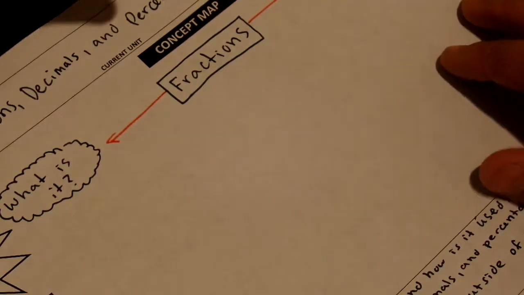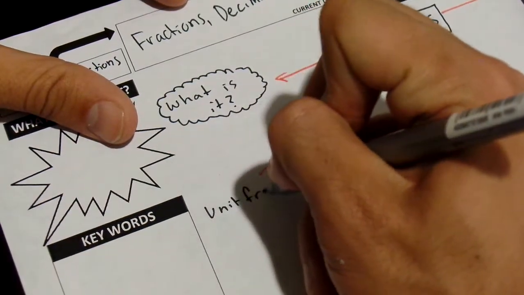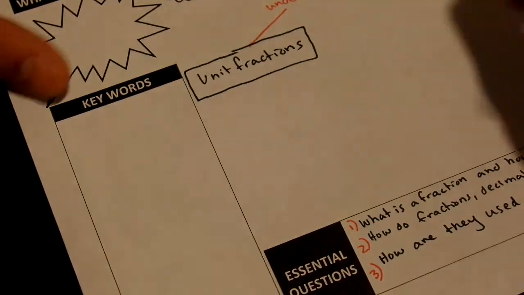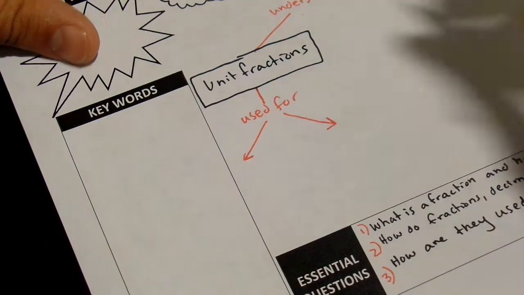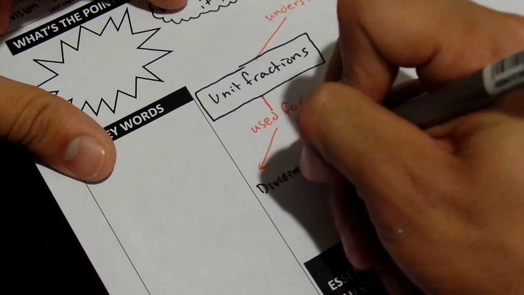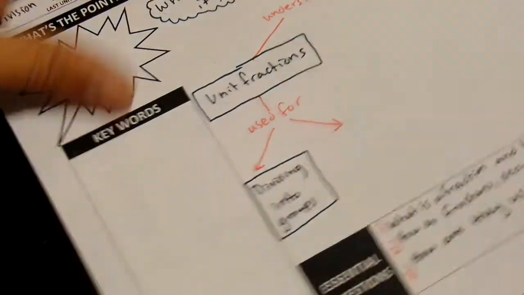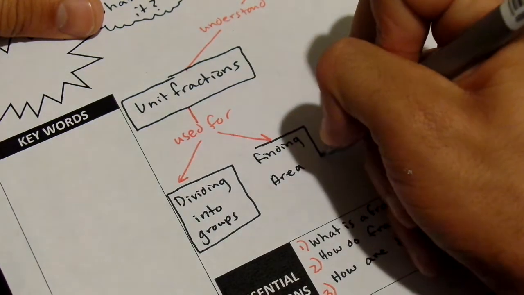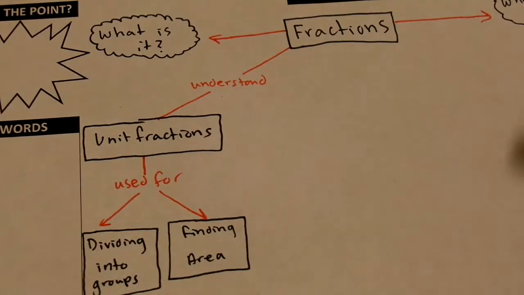Alright, so first thing we're going to look at is we need to understand something that's going to be called unit fractions. Okay? So we're going to look at unit fractions, and we're going to learn that this is used for 2 things, at least for this unit. Dividing into groups. And we're going to look at a cool thing about finding area. And maybe we'll look at population too. Alright, so we're going to learn unit fractions and what they're used for.